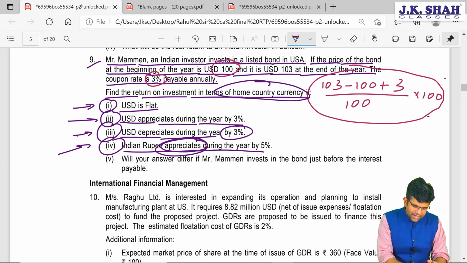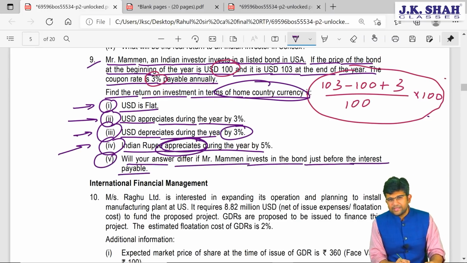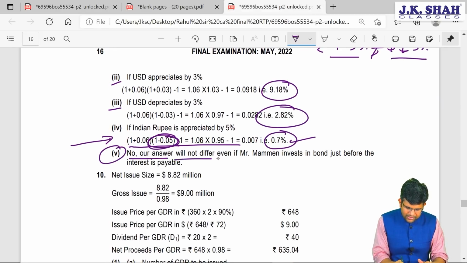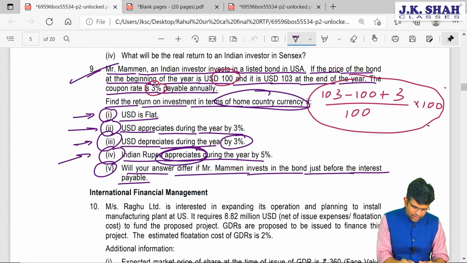All right, then they're asking you, will your answer be different if this person invests in the bond just before the interest is payable? Doesn't matter, children, if he pays the money just before interest is payable, the eventual answer won't change. No, our answer will not differ even if Mr. Mammon invests in the bond just before the interest is payable. Okay, so with that we complete question number 9.